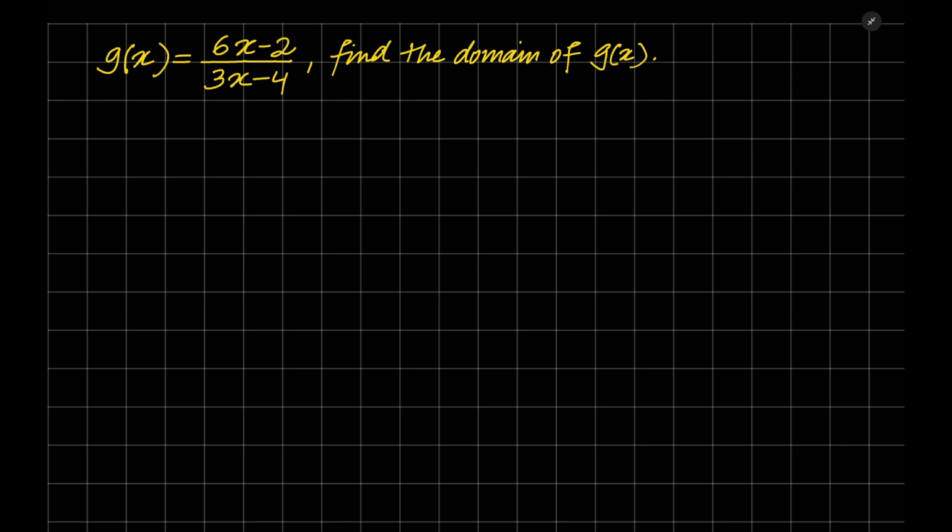The domain of a function is the input of the function, and the range of the function is simply the output of the function.